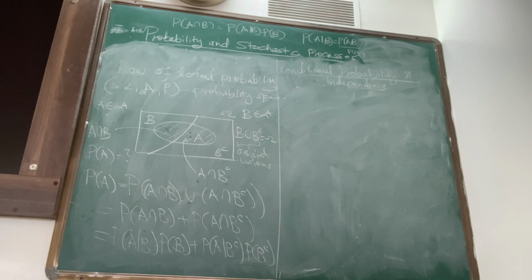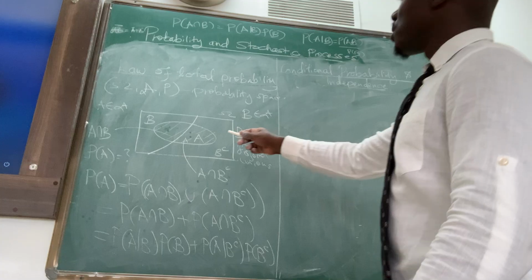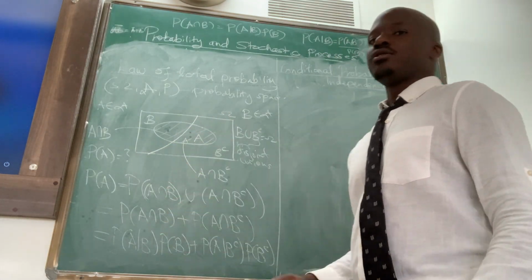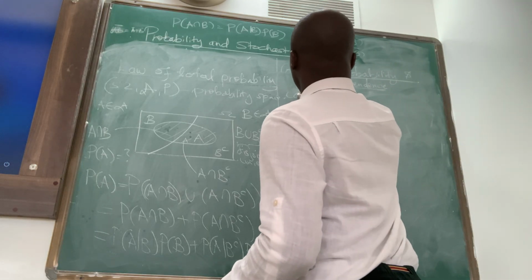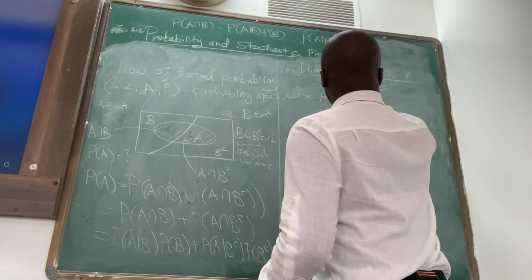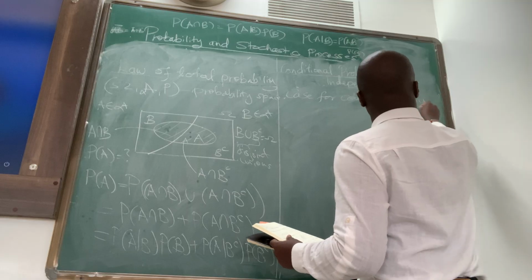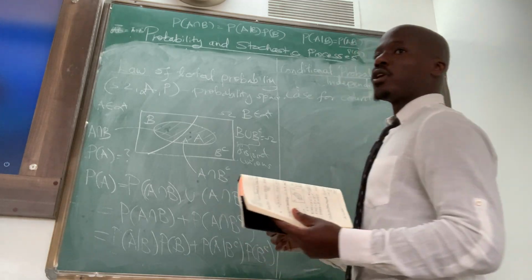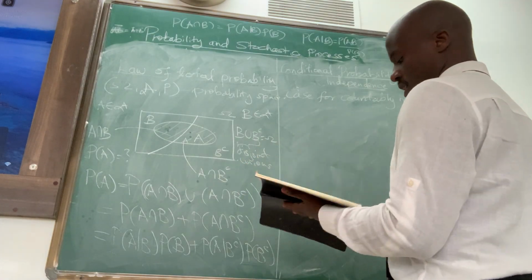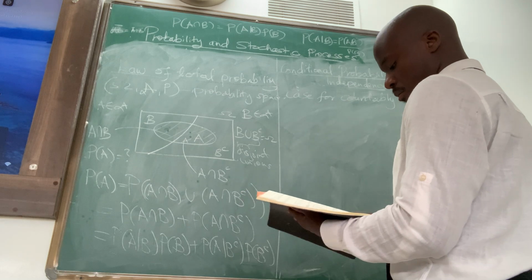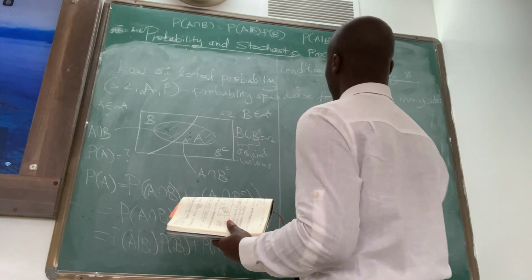Now, what happens if we have countably many sets? Here we are looking at a case where it's just been divided into two. So what if you divide this set into many sets? So we have the case for countably many sets. The case for countably many sets. So we are still on the law of total probability.